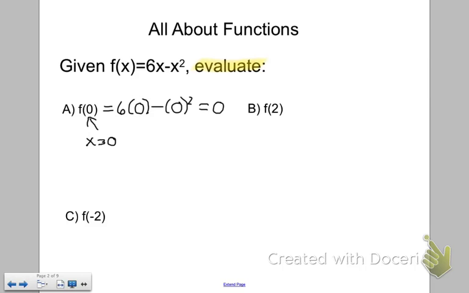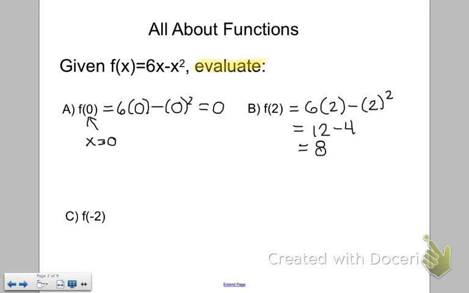Now, this didn't make a huge difference in this example, but notice that when I plugged in, I put parentheses around that value that I was plugging in place of my x. That's going to be super important when you have negative values, so it's good to get into the habit of doing that all the time. Next we have f of 2, so my x value that I'm going to plug in will be 2, so it's going to be 6 times 2 minus 2 squared. 6 times 2 is equal to 12. 12 minus 4 is equal to 8. So f of 2 is equal to 8.